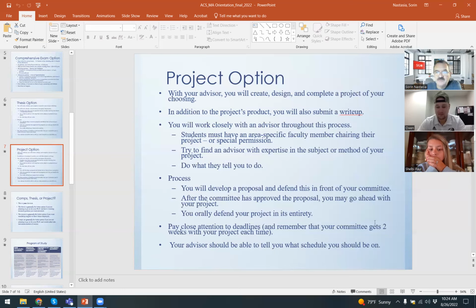And I don't know, Shelby, you took PR campaigns with me. It's in that kind of style of putting together PR campaigns culminating with an event, something like that on those lines. And that was not necessarily written in the APA style. Your advisor should be able to tell you what schedule you should be on. So that's why I said that, especially if you're thinking of going with thesis or project option, at the end of the second semester, you should have in place a committee and a plan of study.